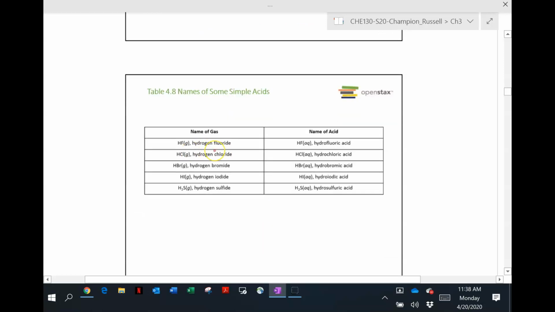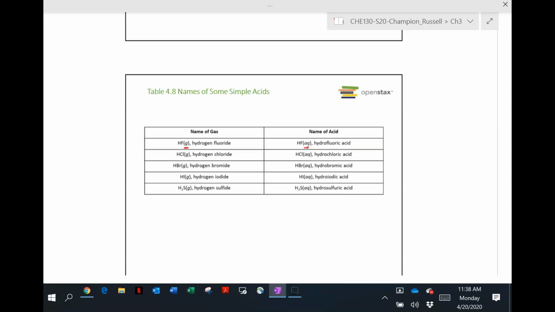HF is hydrogen fluoride if it's in the gas phase. If we dissolve it in water, it becomes hydrofluoric acid. AQ means dissolved in water. HCl is hydrogen chloride gas that we discussed before. We saw the electron potential diagram of that earlier. HCl, aqueous, is hydrochloric acid.